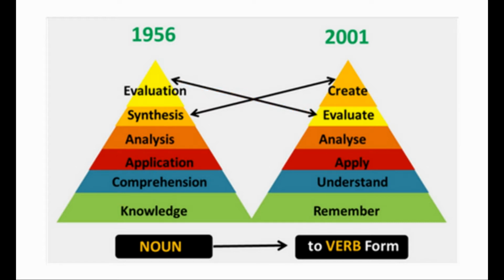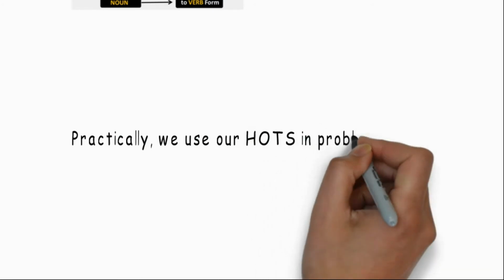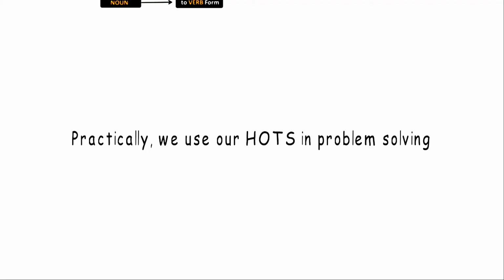If you notice, actually the sequence of synthesis and evaluation has been reversed in the new Bloom's taxonomy. Evaluate first and then create. So the old one, the original Bloom's taxonomy that was founded in 1956, we call the original Bloom's taxonomy. And the new one that was founded in 2001, we call that revised Bloom's taxonomy. Practically, we use HOTS in problem solving, including solving mathematics problems and any other problem in our daily life.